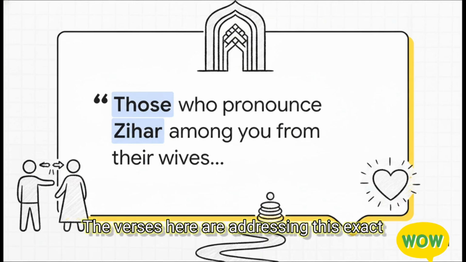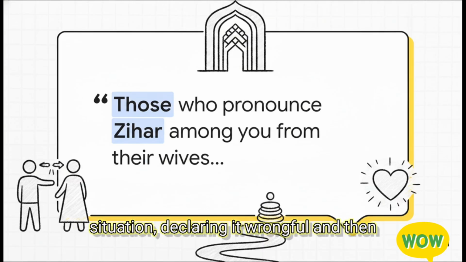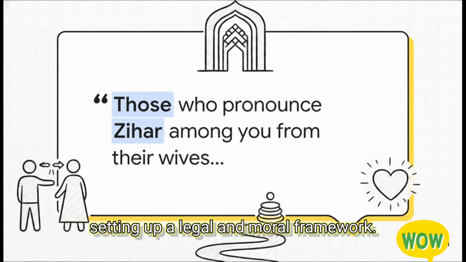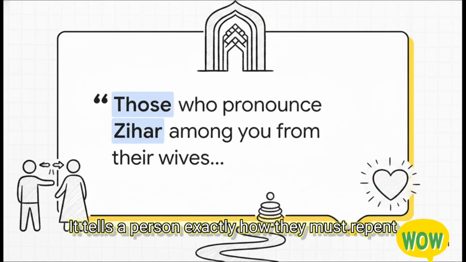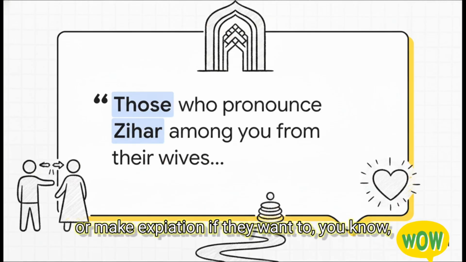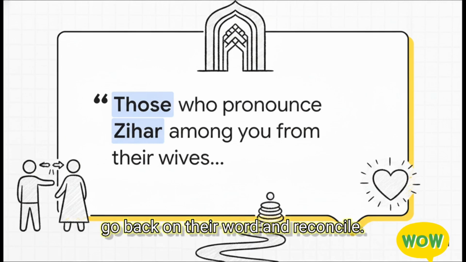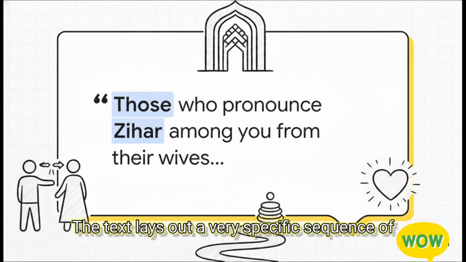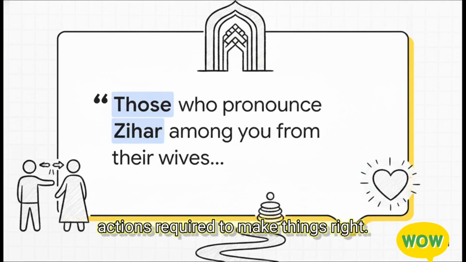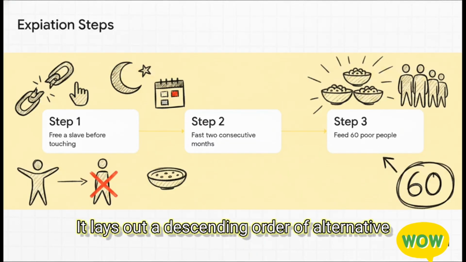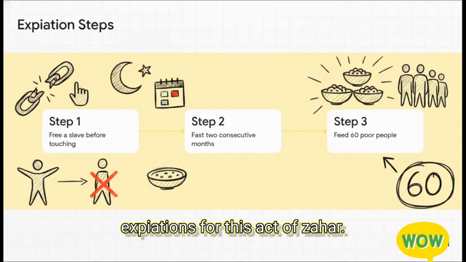The verses here are addressing this exact situation, declaring it wrongful, and then setting up a legal and moral framework. It tells a person exactly how they must repent or make expiation if they want to go back on their word and reconcile. The text lays out a very specific sequence of actions required to make things right. It lays out a descending order of alternative expiations for this act of zihar.